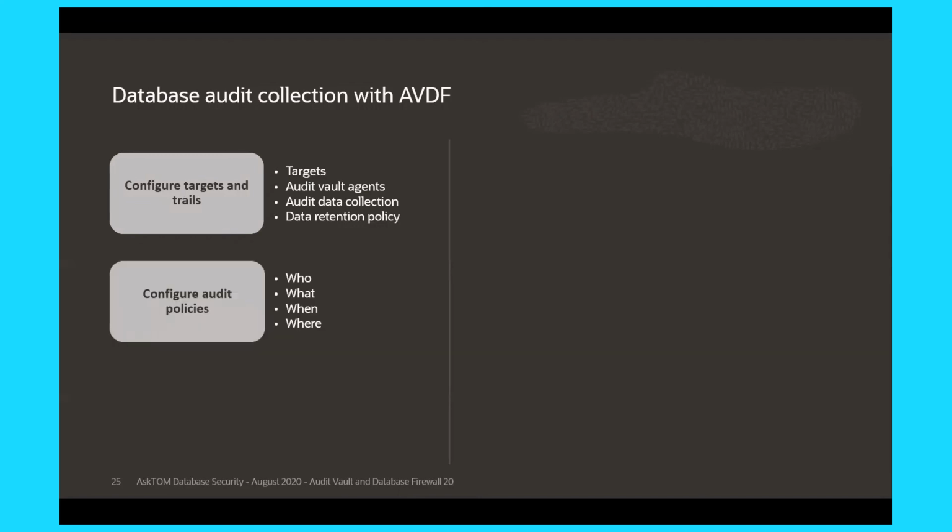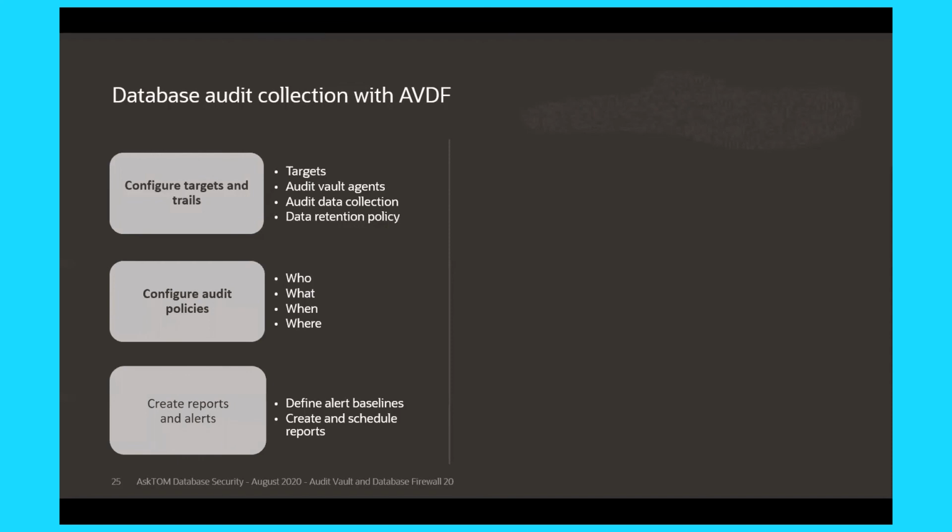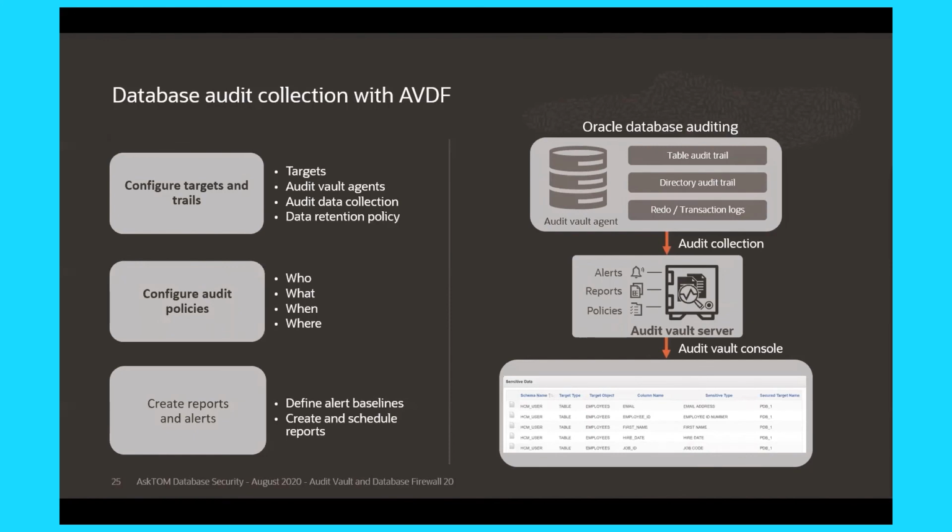Within the database, you'll configure your audit policies. Who do I want to audit? What do I want to audit? When do I want those audit records to be collected? Where are the audit records going to reside? Then, now that you've got all of that information done, what reports do I need? Do I need to generate alerts? Do I want to schedule reports to be emailed to someone? That's the process flow. At the end of the day, what you've got is an automated collection of audit data that brings that data into your warehouse, and you're now ready to begin doing reporting and alerting.